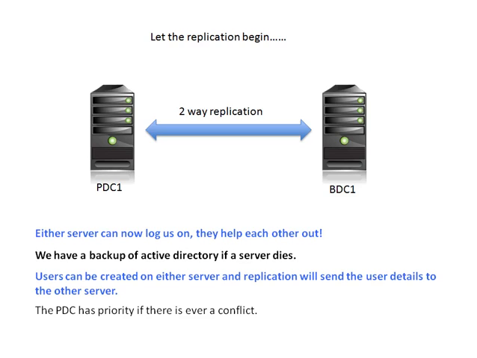The PDC, the first one we ever make, will win out in any conflict. It becomes the master, if you like. So if two changes happen at the same time, PDC1 will always win out because that was the first one ever created. If PDC1 failed for whatever reason or had to be replaced, we would promote BDC1 to become the primary domain controller and then follow the steps to add in another domain controller.